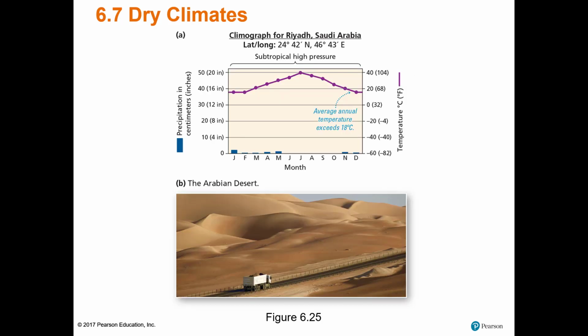So here is a representative dry climate from Riyadh in Saudi Arabia. You can see that the average annual temperature never goes below 18 degrees Celsius, which would be approximately 65 to 66 degrees Fahrenheit. And you can see there's very, very low amounts of precipitation, and there is a representative sandy desert there, the Arabian Desert, in the image. This area is controlled by a subtropical high pressure.